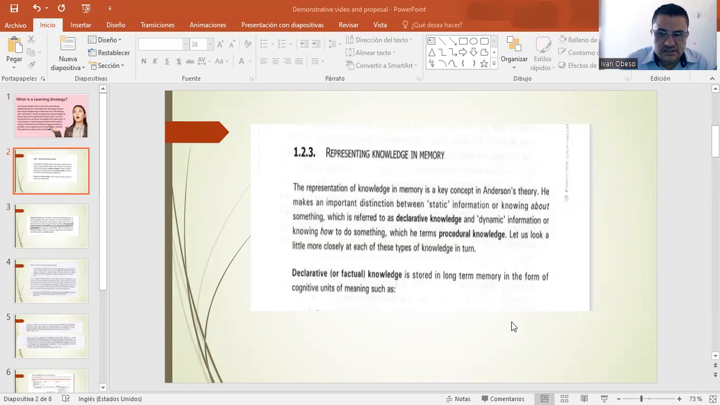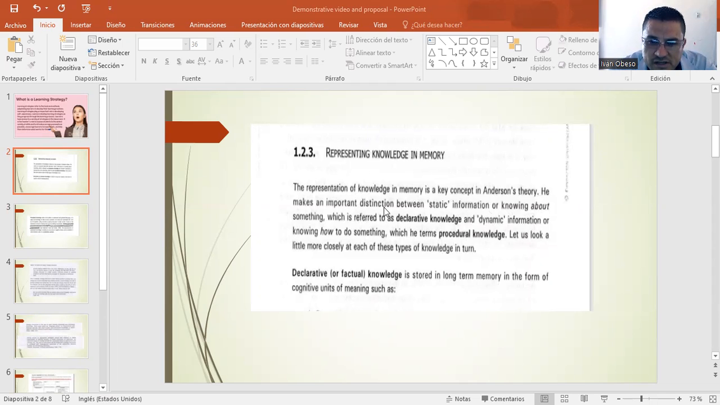During this subject, we've seen some theories. One is from Anderson. He stated that we have two kinds of knowledge. One is declarative knowledge, and another is procedural knowledge. One of Anderson's quotes is this: representing knowledge in memory. The representation of knowledge in memory is a key concept in Anderson's theory.